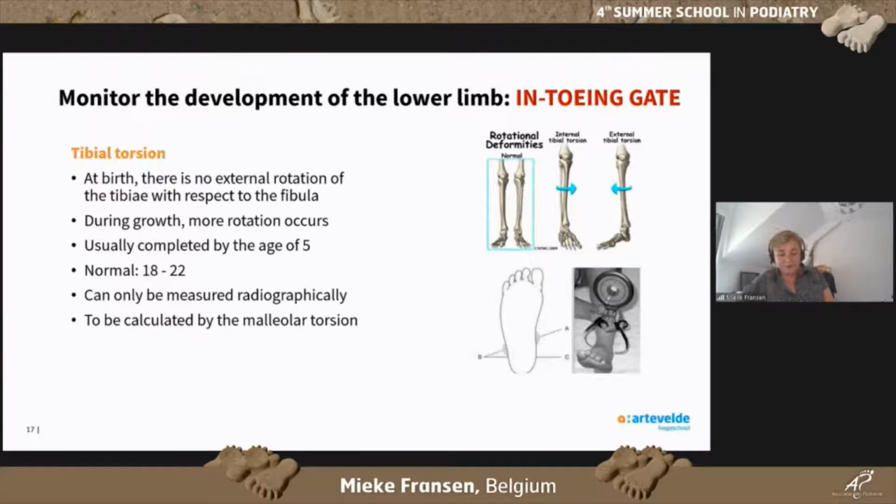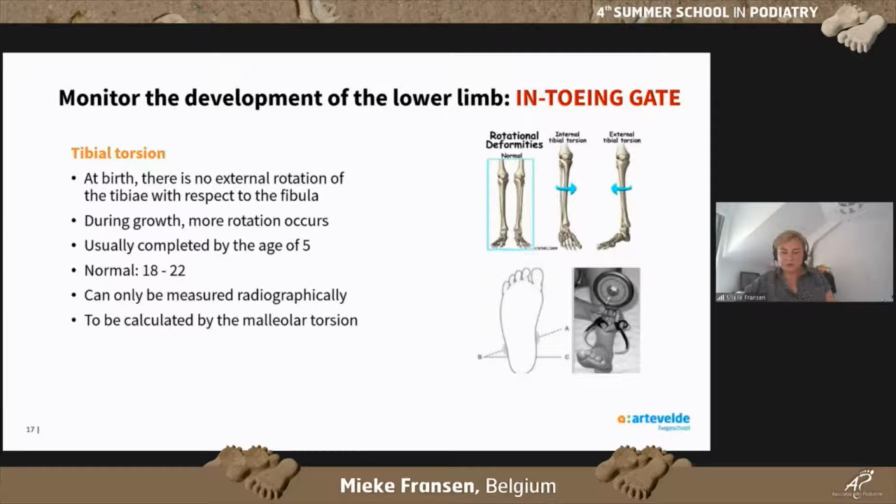Another bone cause of in-toeing can be a tibial torsion. Now, here there is no torsion present at birth, but the tibia needs to externally rotate during the growth. We can't measure the tibial torsion except through X-rays, but we can measure the malleolar torsion, which you can see here on the photograph below, which gives us an indication about this torsion, or we can also convert it to a tibial torsion. So again, this is a bony torsional problem which causes in-toeing, and this is part of the normal growth process in children.